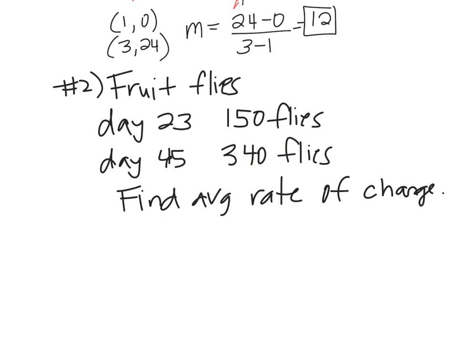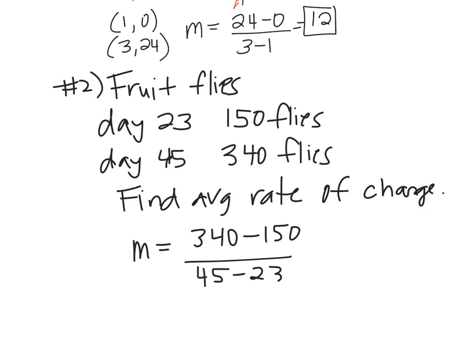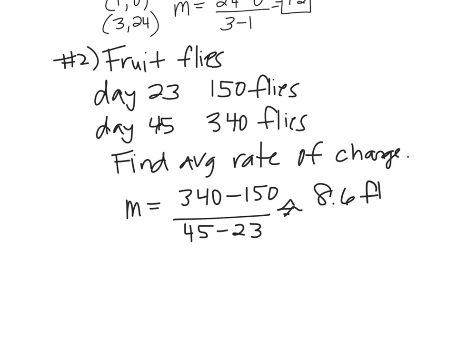Okay, so an average rate of change is not the exact rate of change. Maybe on day 30 there is a burst of population, or maybe on day 31 there wasn't that much. But the average between all the days is just to find the slope. So we're going to find flies per day. So here we go. We're going to do 340 minus 150 over 45 minus 23. And then you get your calculator out, and it ends up being approximately 8.6 flies per day. Okay, so it's just an average.